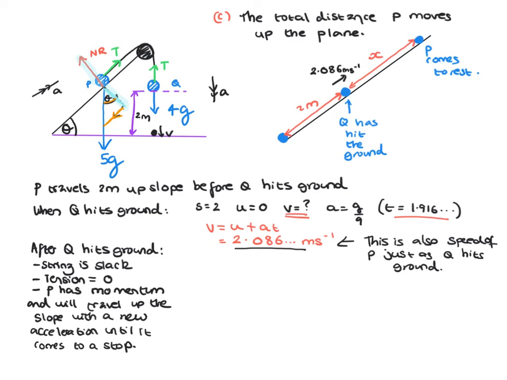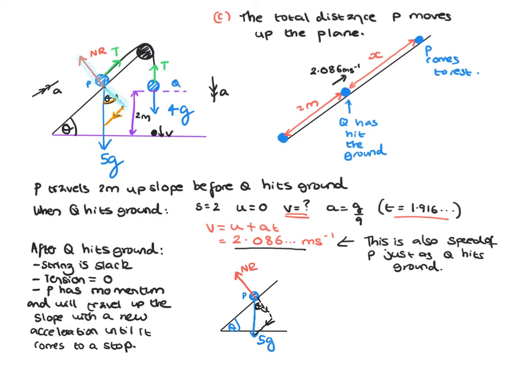So I'm going to draw a new force diagram very quickly, just to make it really clear what the forces are on P. We're looking at P after Q has hit the ground and the string is slack. Now we'll still have this normal reaction force up here. P will still have its weight of 5g, this is still angle theta, and we'll still have these components perpendicular and parallel to the slope, and this angle will still be theta degrees as well. What we no longer have is the tension up the slope.